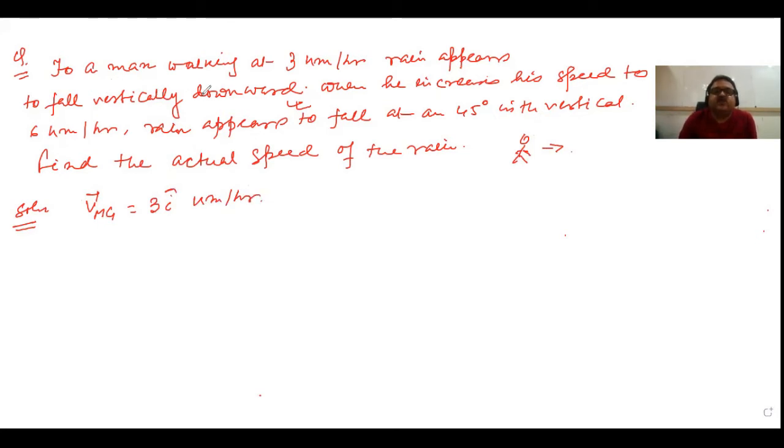Rain appears to fall vertically downward to the man. That means this is the velocity of the rain as appeared to the man. That means velocity of the rain with respect to the man is falling vertically. I don't know the magnitude, so let me consider this as a. And it is falling downward, so it should be minus j cap. That means minus a j cap.